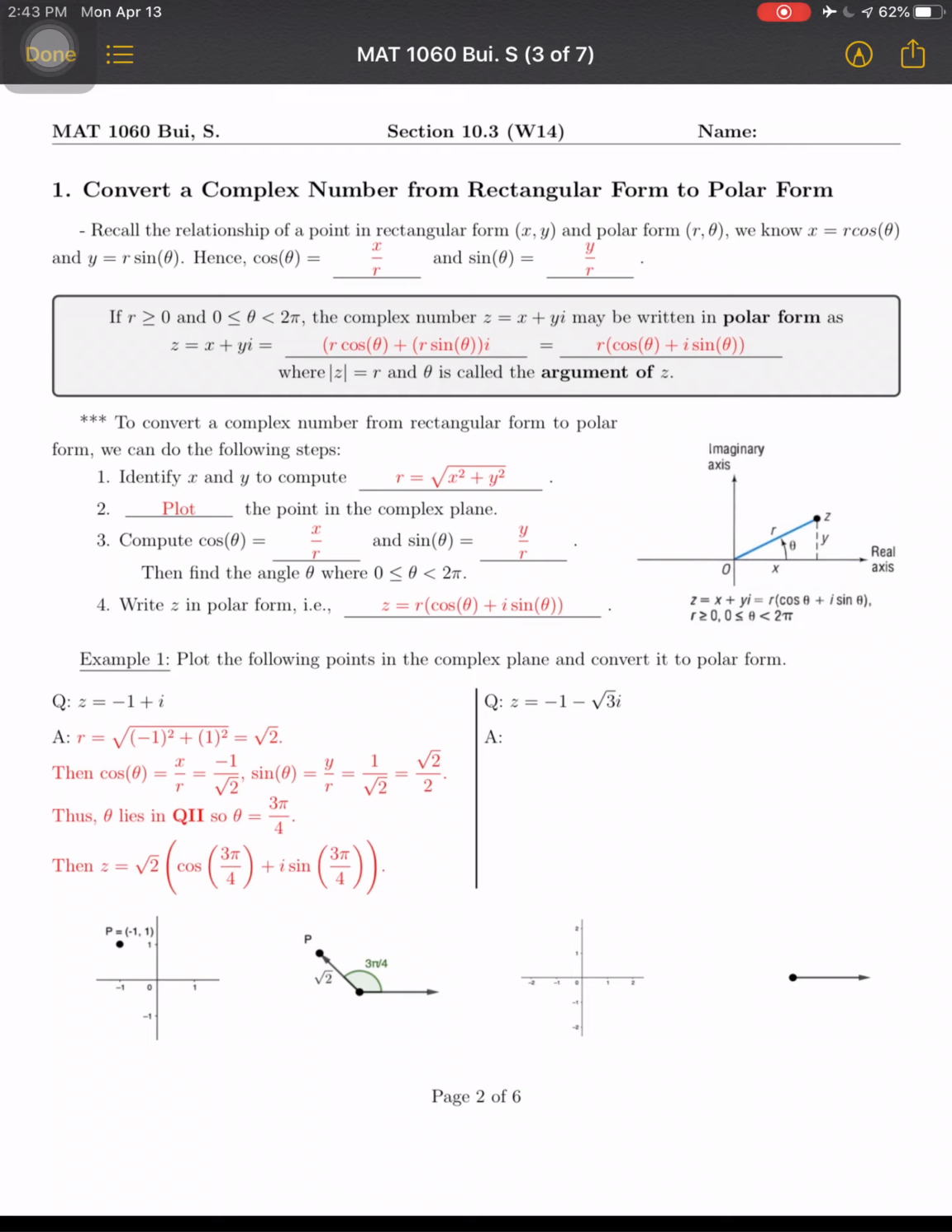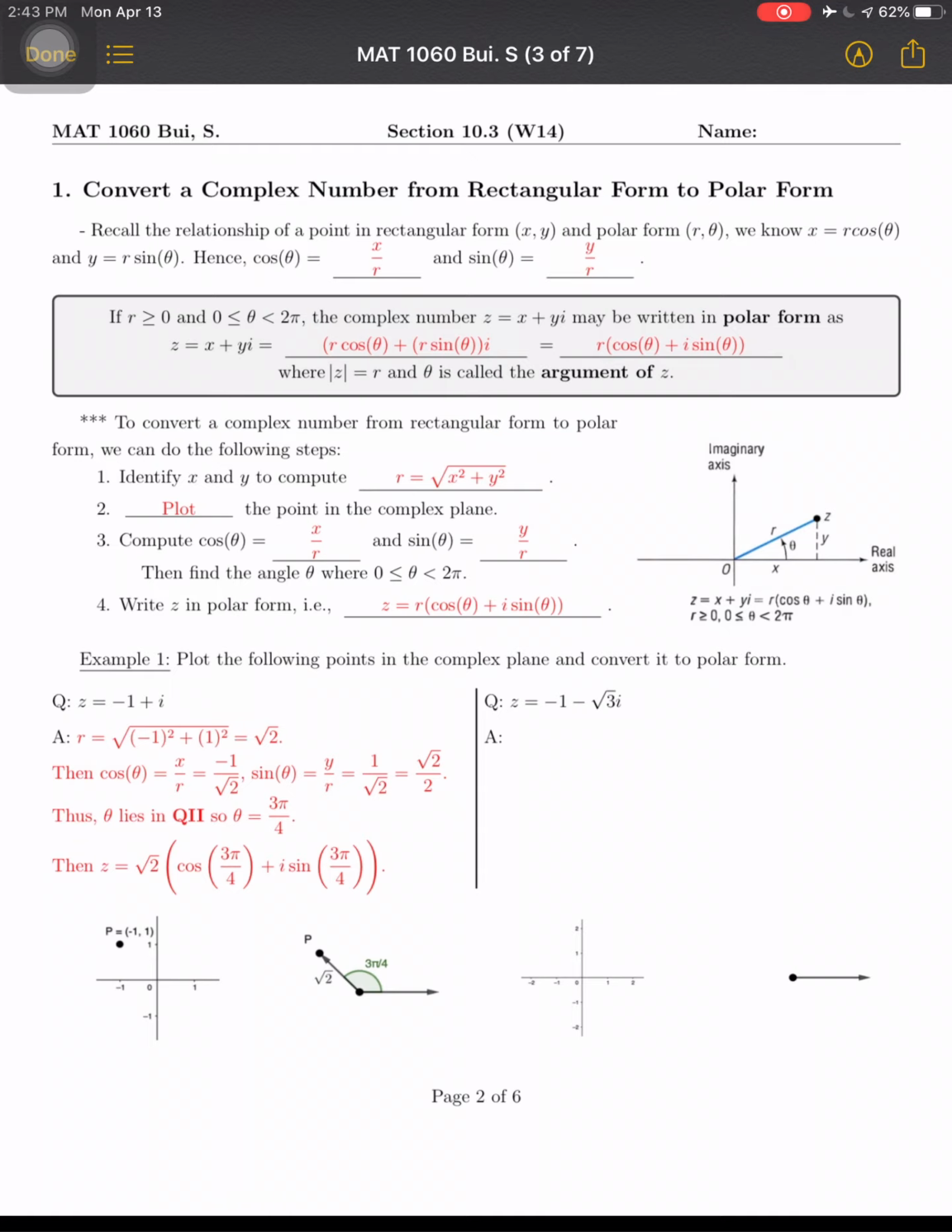So now what we're going to do is first convert our complex number to polar form, and then after that we can base off the radius r and the angle theta of the point that we plot in the picture to get our polar system.